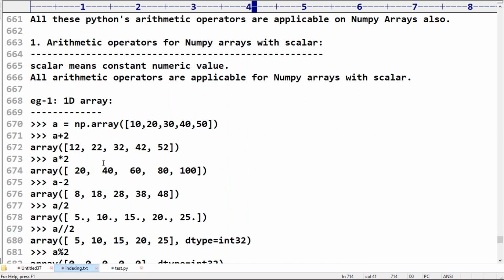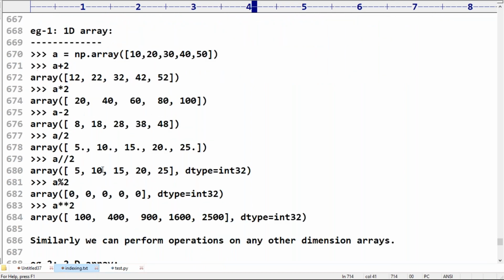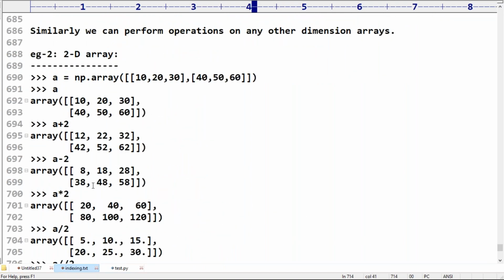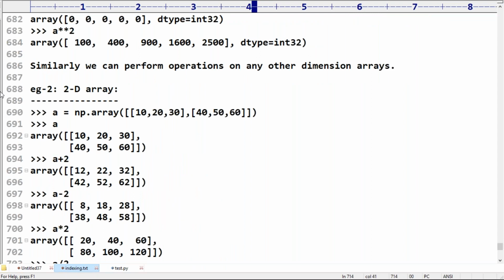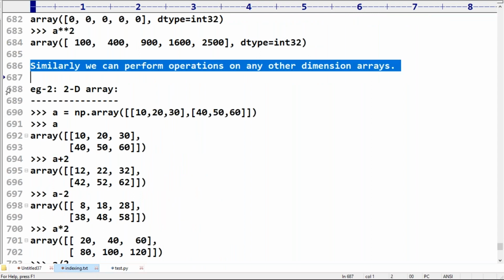Clear? Arithmetic operations on NumPy arrays. A plus 2, what will happen? A minus 2, what will happen? Whether A is 1 dimension, 2 dimension, or 3 dimension, it is the same. Similarly, we can perform operations on arrays of any other dimension.